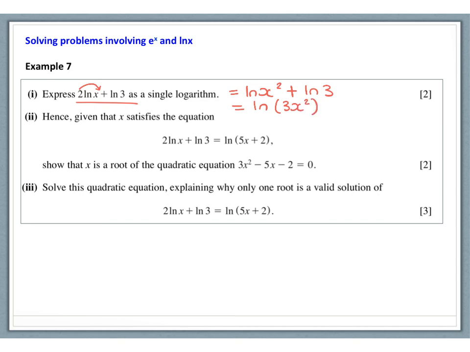Part 2, hence, which means use our working in part 1, given that x satisfies this equation here, show that x is a root of the quadratic equation here. So this means we've got to use the work we've done previously, use this equation here, and rearrange to produce this quadratic equation. So let's make a start. The left-hand side we dealt with in part 1, it's the same as ln 3x squared.